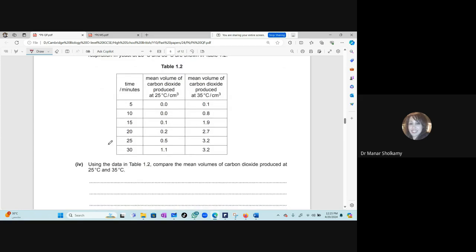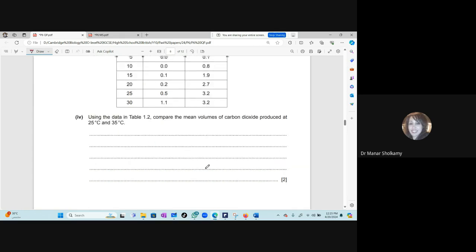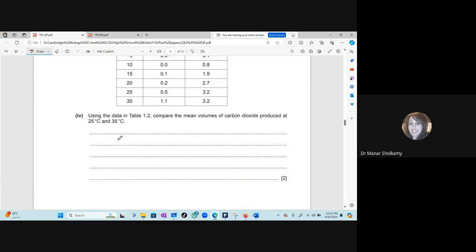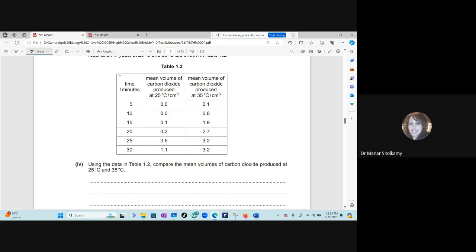Okay. Now the table. Using the data in table 1.2, compare the mean volumes of carbon dioxide produced at 25 degrees and 35 degrees. Now, this question has nothing to do with how much you studied. You will only compare and you will not explain. So you will just take numbers. You will go to 25 degrees and say the mean volume of carbon dioxide produced is X and Y. And then at 35 degrees, using the data in table 1.2, compare the mean volumes of carbon dioxide.